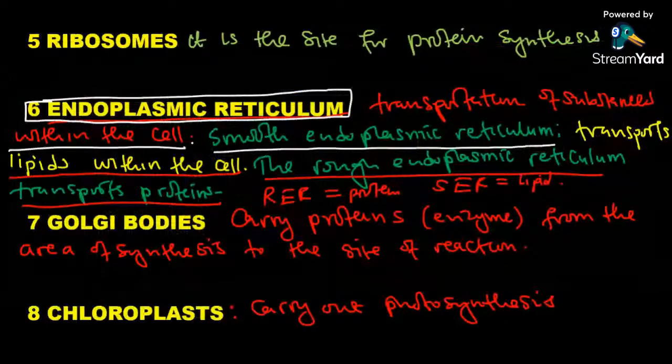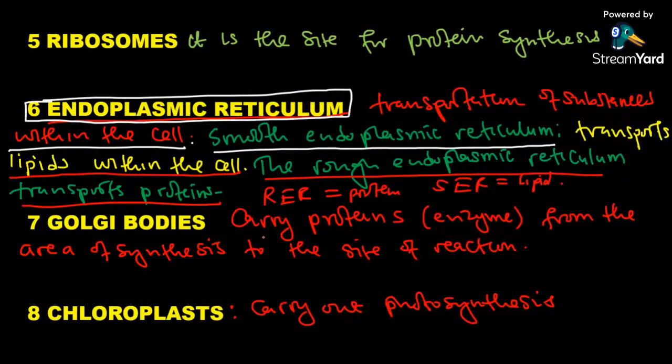What is the function of the Golgi bodies? They carry proteins. So the proteins that are made in the ribosomes are carried by the what? The Golgi bodies. So proteins that are carried, for example enzymes, go from where they are synthesized to the site of what? The site of reaction. So when the proteins, that is enzymes, are made in the ribosomes, they are carried to the part where they now perform their function, or where they are needed.